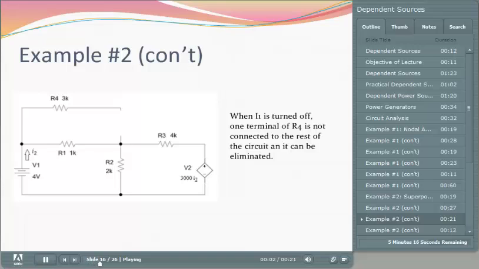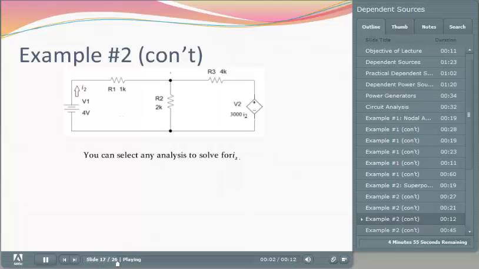When we turn I1 off, we replace it with an open circuit. As a result, resistor R4 has one terminal that's connected to the circuit and one terminal that is not, so no current can flow through it, and therefore we can eliminate the resistor R4 from the circuit that we analyze. The resulting circuit is shown on this slide.